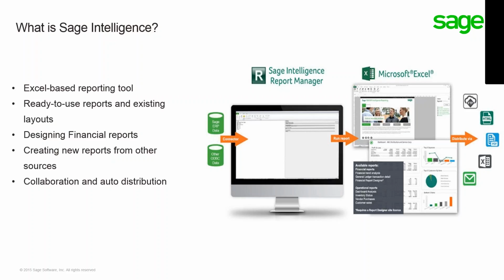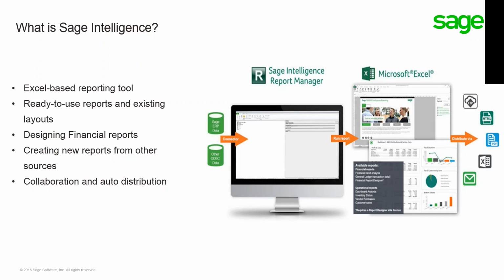So what is Sage Intelligence? It is a single tool with Excel as the front end. In most businesses that I have talked to, there are many, many experts in Excel. You're using Excel for various facets of your business and reporting needs. So what this means is you get to leverage a tool that you already know. You don't have to learn something new.